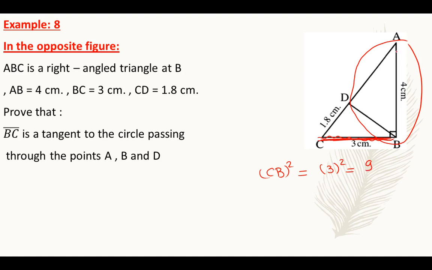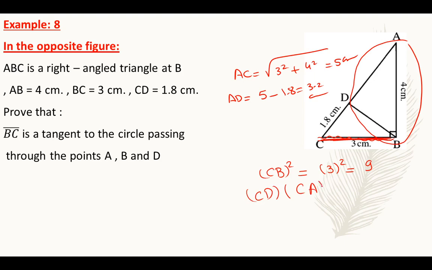And from Pythagoras theorem, we have CB equals 3 centimeter and AB equals 4 centimeter. So AC will be the square root of 3 power of 2 plus 4 power of 2, which is equal to 5 centimeter. So AD will be equal to 5 minus 1.8, which is equal to 3.2 centimeter.